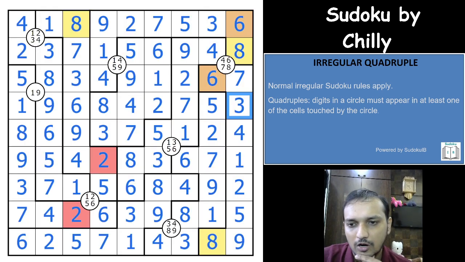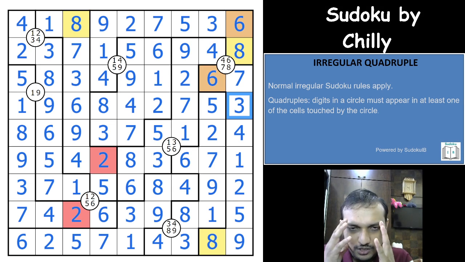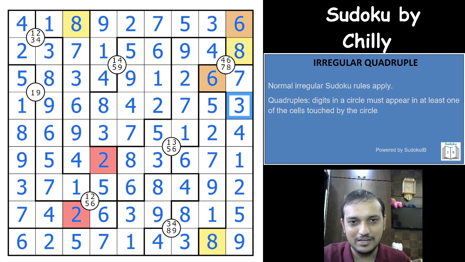Wow, amazing Sudoku, guys. Really, it was amazing. I was totally into this Sudoku that I couldn't appreciate it while solving it, but I can do it now. Amazing Sudoku. All the clues were perfectly used. I didn't notice any such clue that wasn't used at all. What an amazing Sudoku, what an amazing construction. Thanks a lot, Chili, for such a wonderful construction.